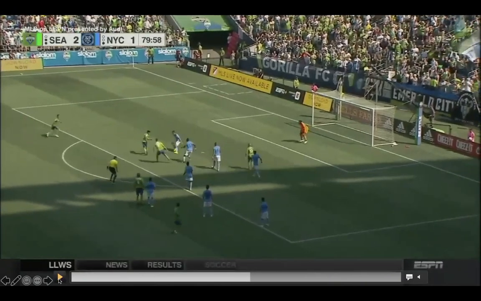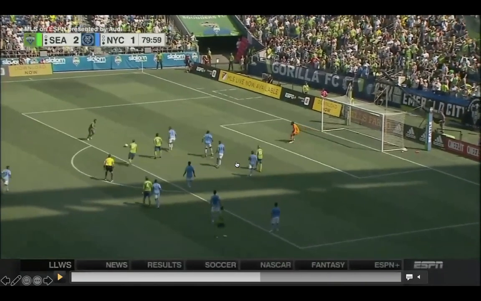Now the play shifts out to the left. He sidesteps. Again, he can see these players over here to the right in his peripheral vision.